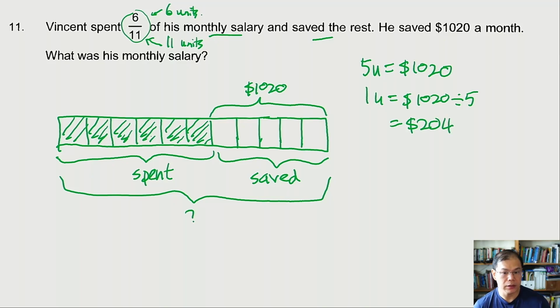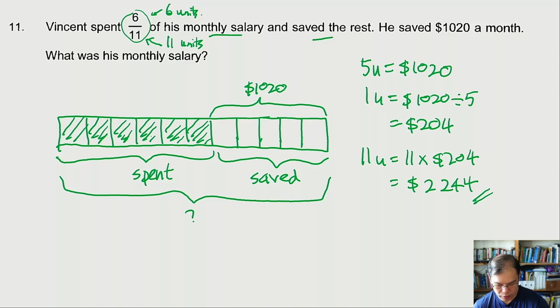So 1 unit is $204. Total 11 units. So the total salary is $2,244. All right, so this is the answer, $2,244.